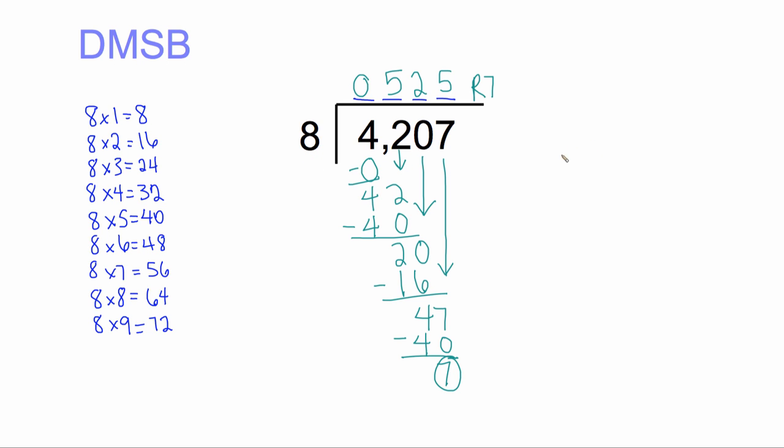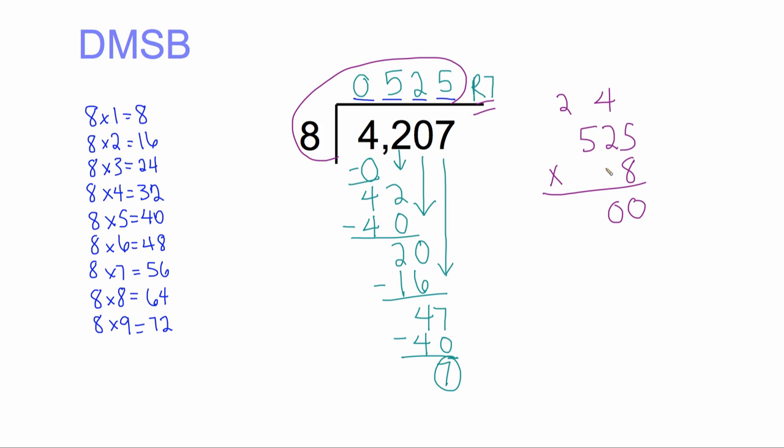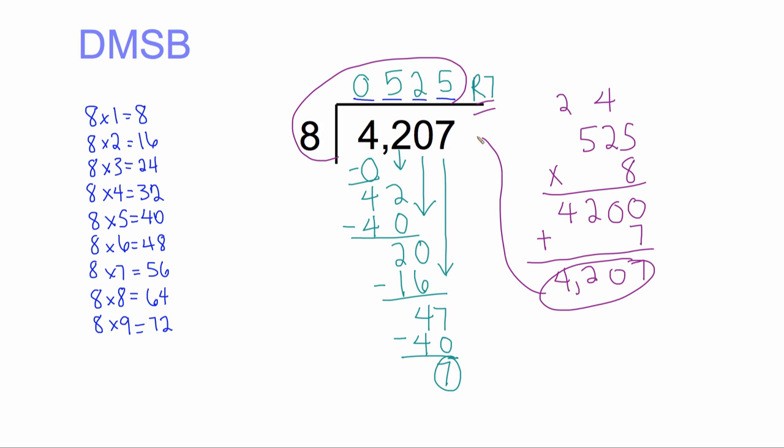Let's go ahead and check this problem to make sure it's right. We're going to do Elvis here. 525 times 8. And at the end, we're going to add that remainder. 8 times 5 is 40, carry the 4. 8 times 2 is 16, plus 4 is 20, carry the 2. 8 times 5 is 40, plus 2 is 42. We're going to add that 7, our remainder, and we will end up with 4,207, which matches our dividend perfectly. We did it correctly.